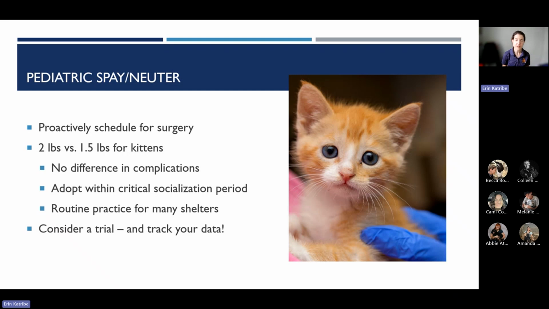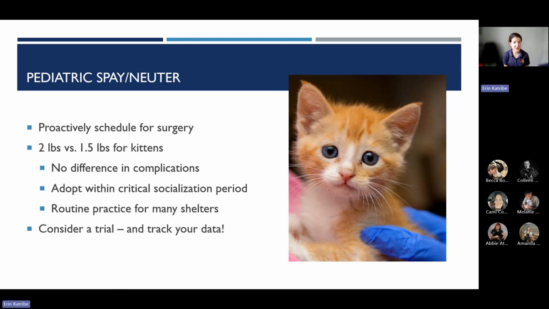For kittens especially, it allows us to adopt them within their critical socialization period, right, which ends at 7 weeks of age. And so getting them out there into those adoptive homes can mean they're much better adjusted adults. And again, this has become a routine practice for many shelters.